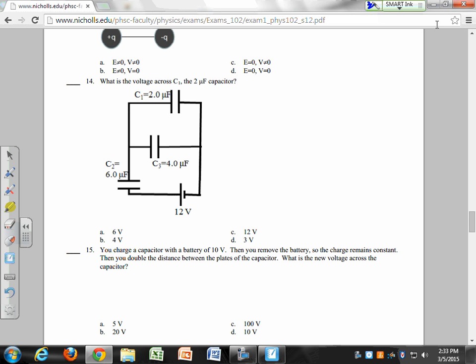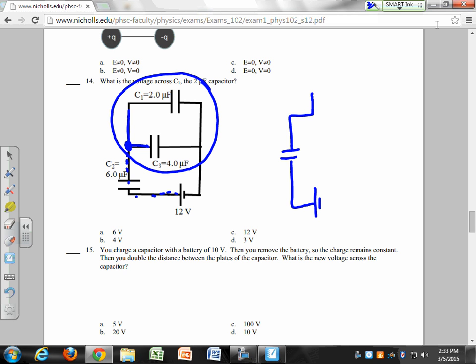No, C1 and C3 are in parallel. I can tell that because as I go along here, I don't see any breaks until I get to this point, and then I have 2 branches. And so I know then that this circuit looks like this, where I have C2, C1, and C3.